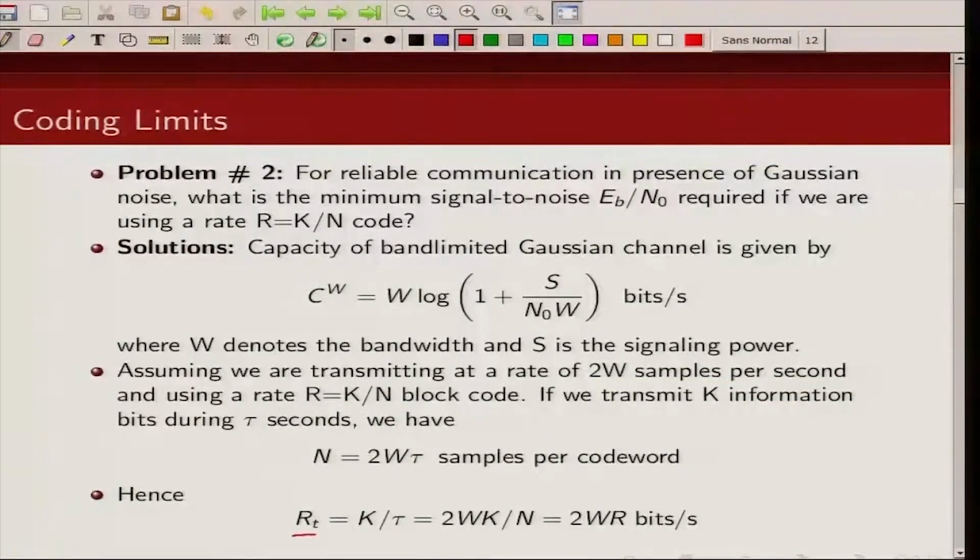Now, our transmission rate is k information bits over tau time. So, our transmission rate is k by tau and this we can write in terms of these samples per code word n, which is given by this expression, and k by n is nothing but our code rate. So, this transmission rate is given by 2WR, where R is my code rate. So, this many bits per second is my transmission rate.